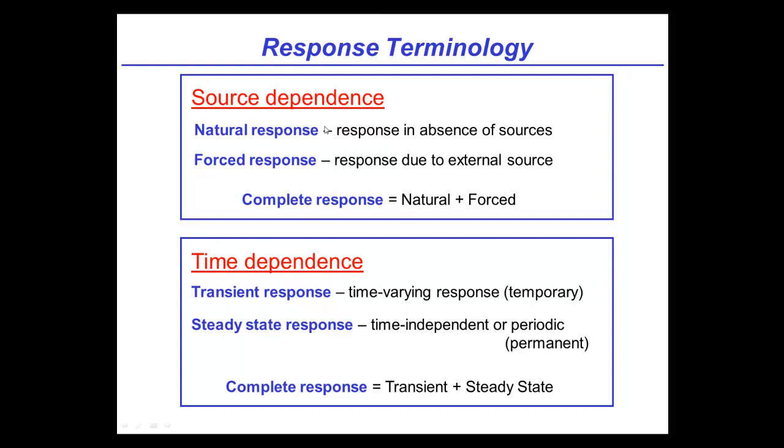A classic example of that is you'll have a circuit that has power applied to it, and then you'll pull the power off, and you'll see what happens to that circuit once the power is removed. The complementary type of response is called forced response, and that would be a response to an external source. Now you can put those together to get the complete response of the system, which is natural and forced.